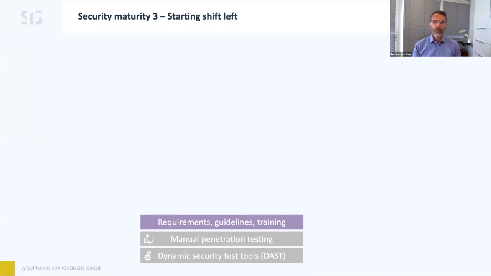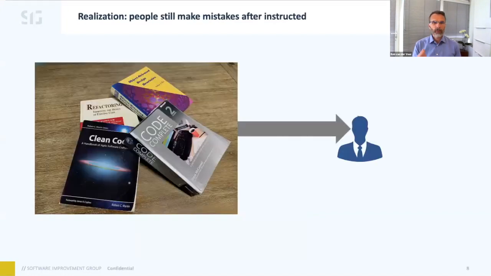We have security requirements, we have coding guidelines, we have training for developers, and that's all very useful and important and necessary. However, you're starting to see the pattern. Every maturity stage has a however. We realize that even if people get good instructions, we give them books, we put 400 security criteria on the wiki, we give them PDFs, they still make mistakes. It turns out they're only human.